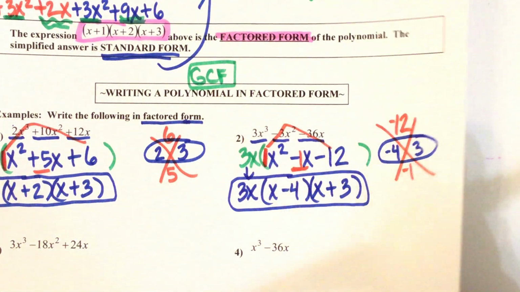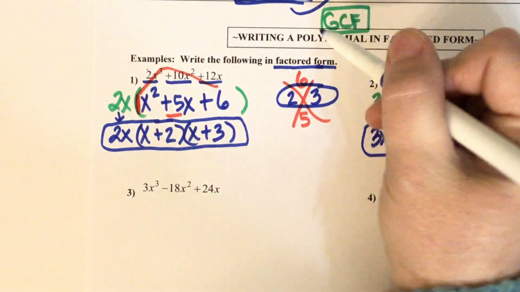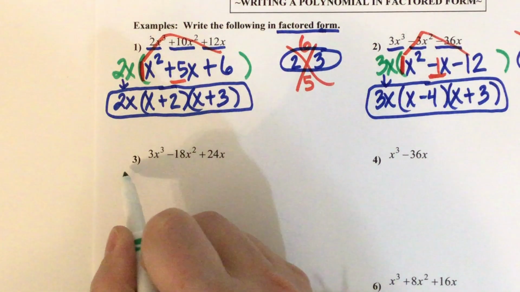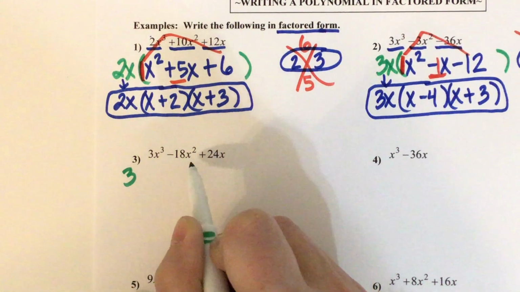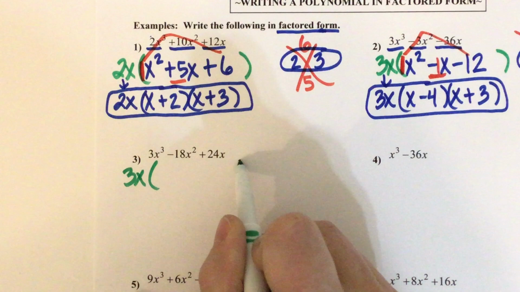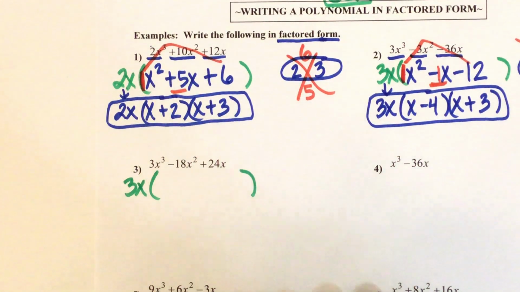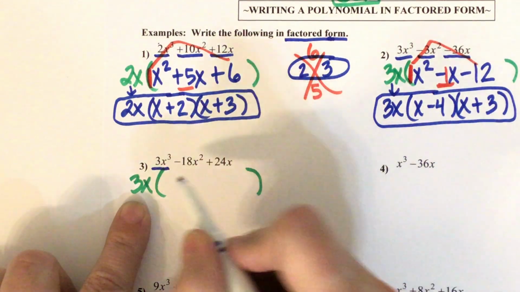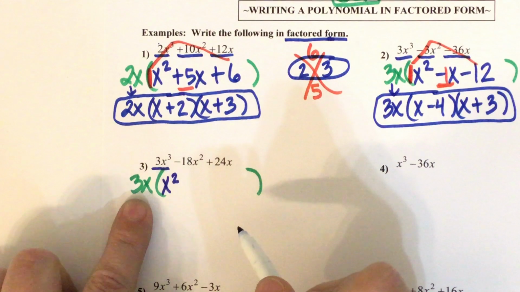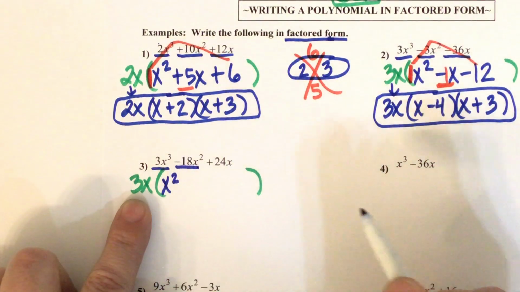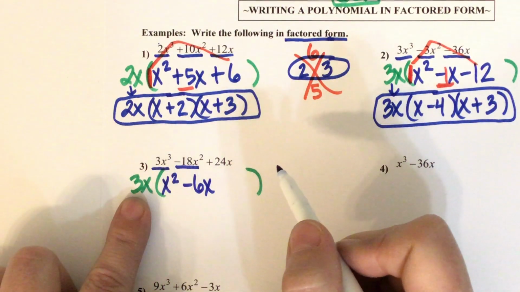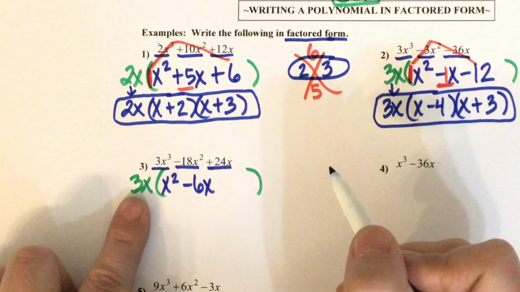Okay, next one up. Always start off looking for a GCF. Do you think the next one has one? It's 3x again. 3 can divide into 3, 18, and 24, and they all have an x. Okay, let's build our parentheses, and let's get back the original problem. 3x times what is 3x cubed? X squared. 3x times what is negative 18x squared? Negative 6x. And 3x times what is 24x?